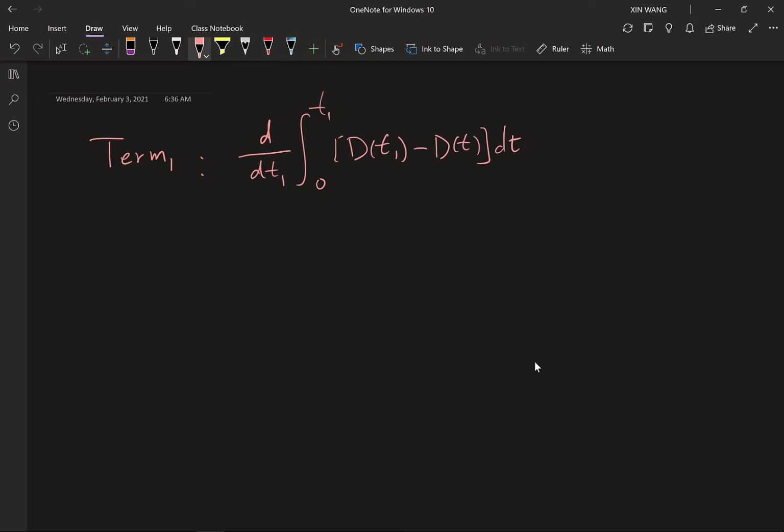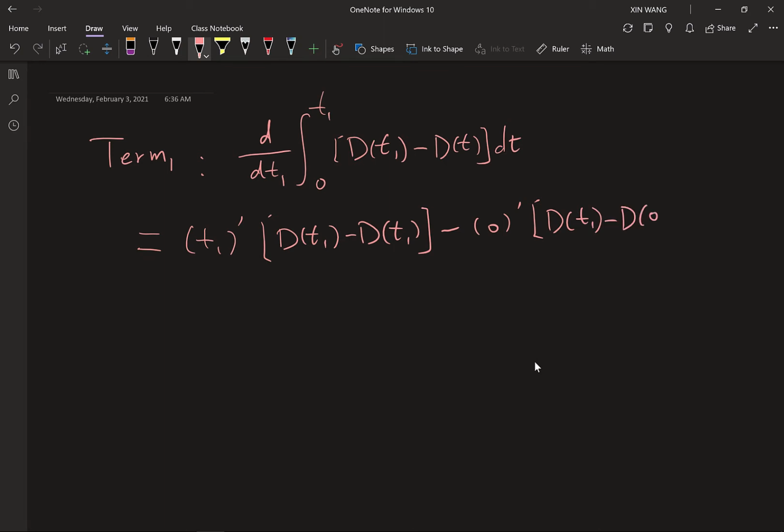Based on the Leibniz rule, we take the derivative of the upper bound and plug the upper bound inside t. And then minus the lower bound derivative times t plugged in with the lower bound. And then plus the partial derivative inside.